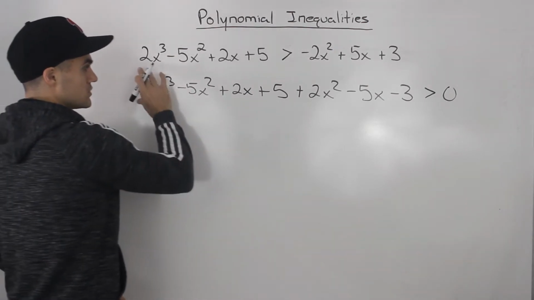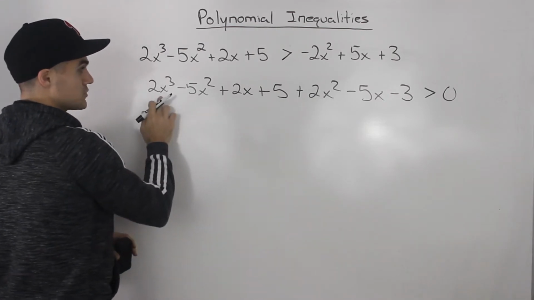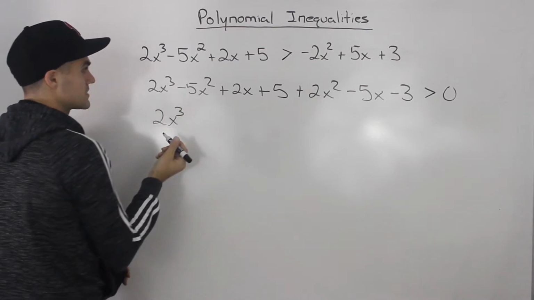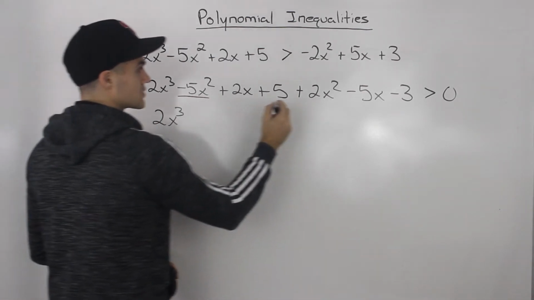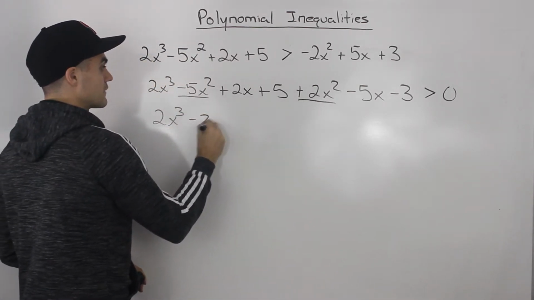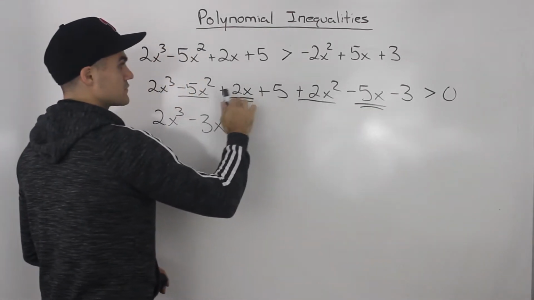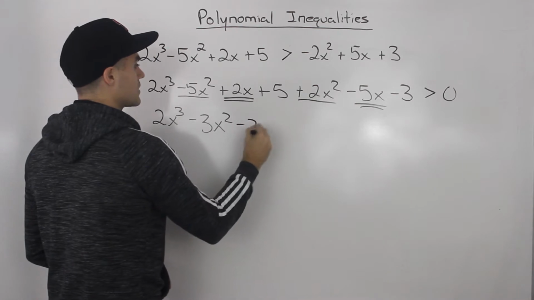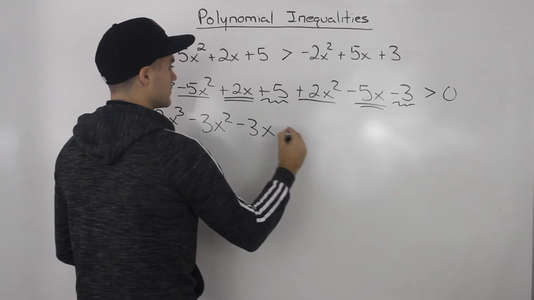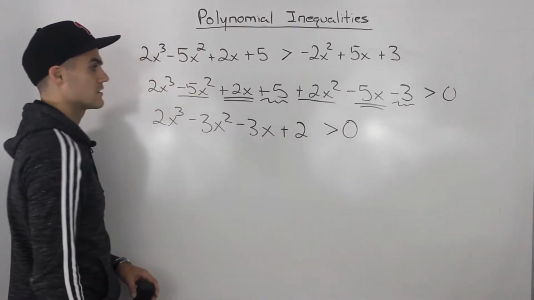And now you want to simplify this. You want to collect the like terms. So notice 2x cubed, there's no other x cubed here, so 2x cubed is already simplified. Negative 5x squared plus 2x squared, those are like terms, and they simplify to negative 3x squared. Positive 2x minus 5x would give us negative 3x. And then we have positive 5 and minus 3, which would give us 2. And then we still have greater than 0 on the right side.